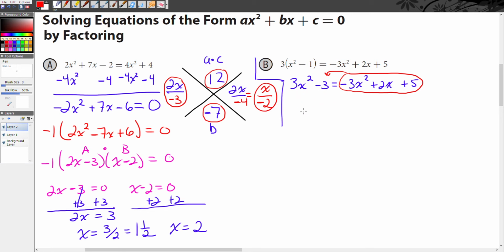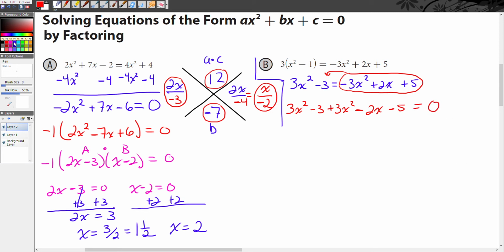First, I'm going to copy down this left side. So I have 3x squared minus 3, and now let's bring all of this over. This negative 3x squared becomes a positive 3x squared. This positive 2x becomes a negative 2x, and this positive 5 becomes a negative 5, and now all of that equals 0.